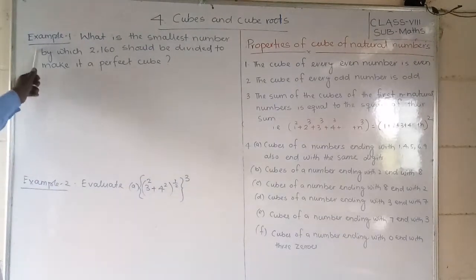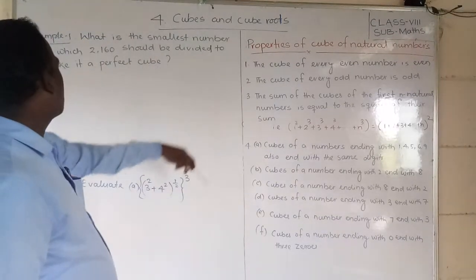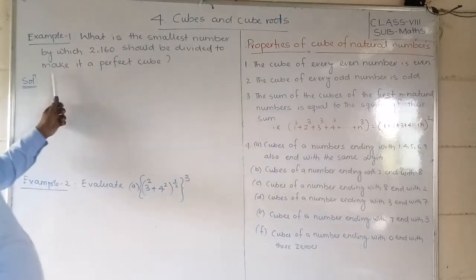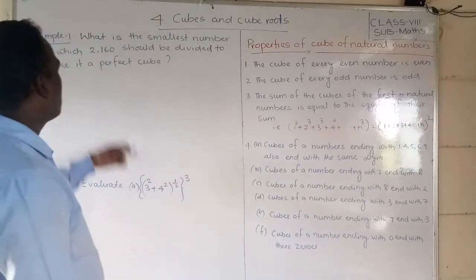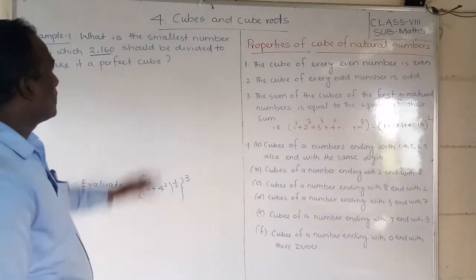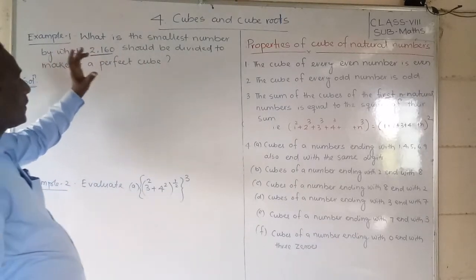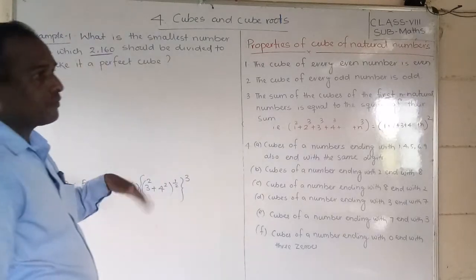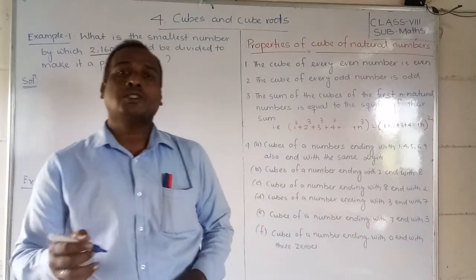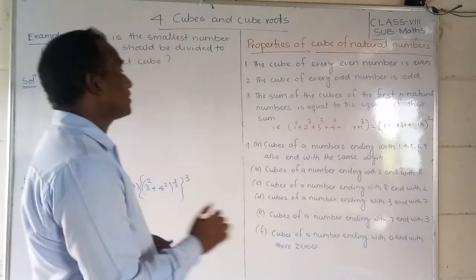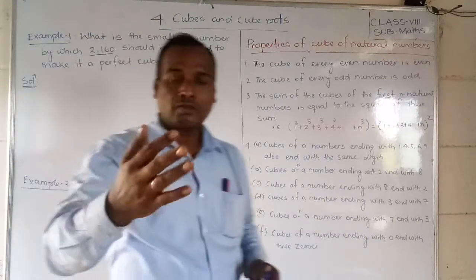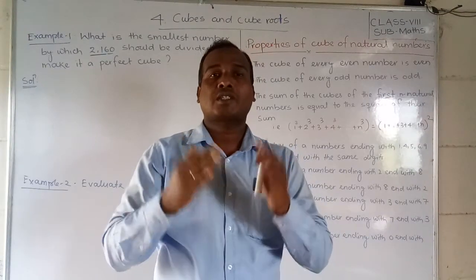First, I have given one example here. What is the smallest number by which 2160 should be divided to make it a perfect cube? Students, observe here, 2160. You have to check whether it is a perfect cube number or not. If it is not a perfect cube, then we find the smallest number by which we divide it, so that the result becomes a perfect cube number.